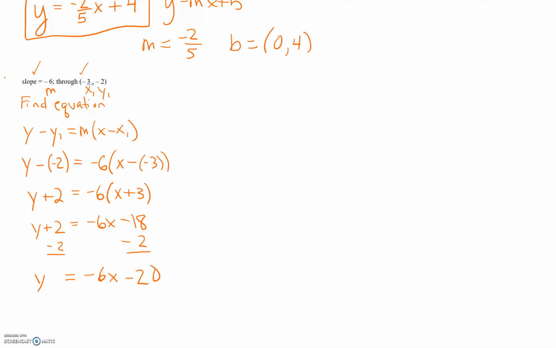And now I'm in slope-intercept form, and I can easily tell, okay, the slope is negative 6, and that's what we said at the beginning. But now we can also tell what the intercept is. The intercept is 0, negative 20. So we know where the y-intercept is.